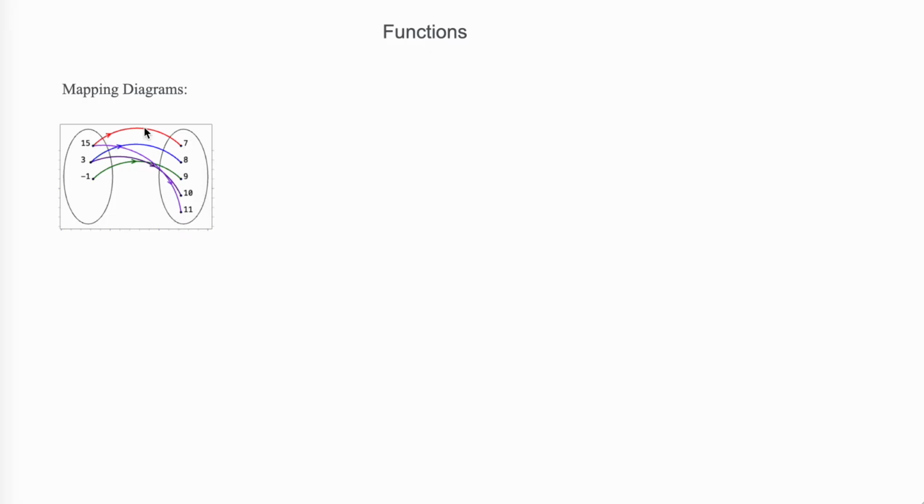The arrows show which x values go with which y values. The 15, the x gives you a 7, and this 15 also gives you 11. This is not a function because it's one to many.